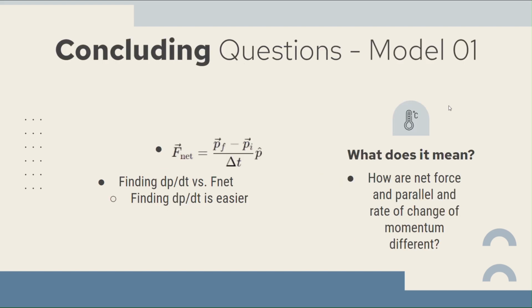All right, our concluding questions for Model 1. How are net force and the rate of change of momentum different? Well, we see that net force is equal to the change in momentum over change in time. However, calculating the change in momentum is much easier because we generally will know the mass of the object and the final velocity minus the initial velocity. This makes it much easier than having to calculate all of the forces and add them together.